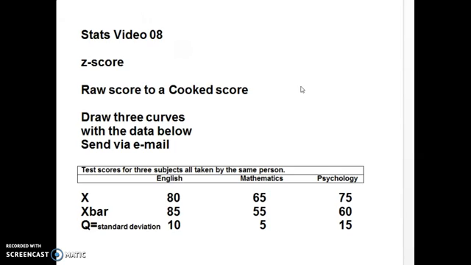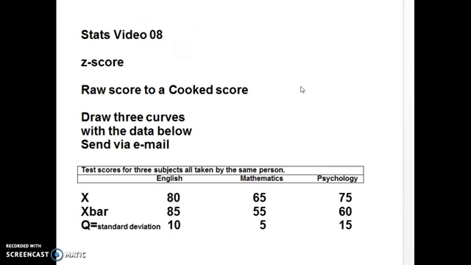So then we have the X, the data. That is the scores that the individuals achieved: 80, 65, and 75. And on each of the curves, you will put the mean, because we have a different mean for each subject. We have a mean of 85 for English, a mean of 55 for mathematics, and for psychology, a mean of 60.